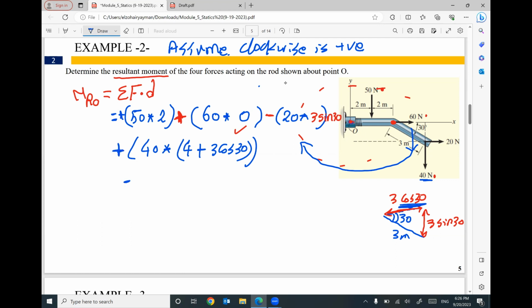Does that make sense? So the final resultant moment will be 50 times 2 plus 0 minus 20 times 3 times sine 30 plus 40 times 4 plus 3 times cosine 30. Your final answer will be 333.9, and your unit will be Newton meter, because you are multiplying force times distance. So the unit of the final moment will be Newton meter.